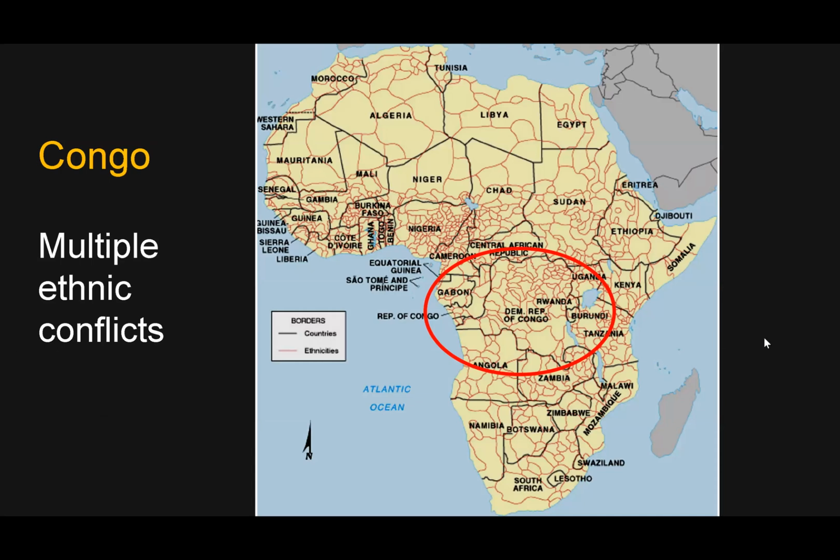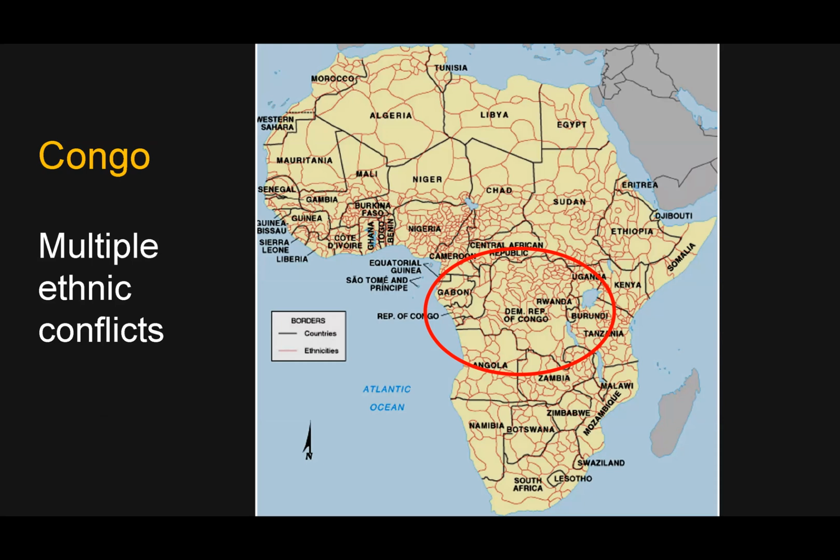The Congo is very complex, with multiple ethnic conflicts. To give a little background, this was a Belgian colony. During the Berlin Conference, King Leopold of Belgium said, hey, let's try an experiment. We're going to make the Free State of the Congo. It's not going to be ruled actually by Belgium or Germany or England. We're going to run it like a corporation.